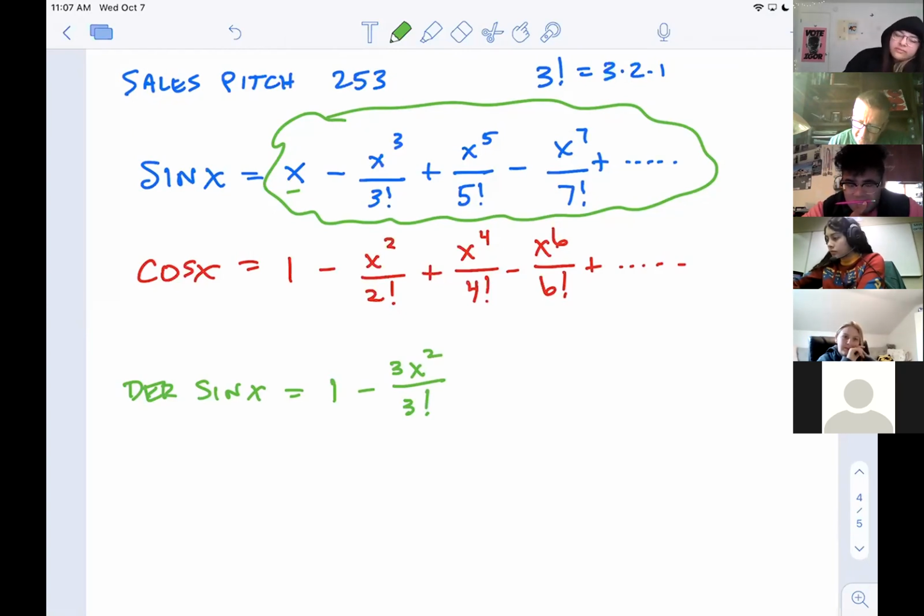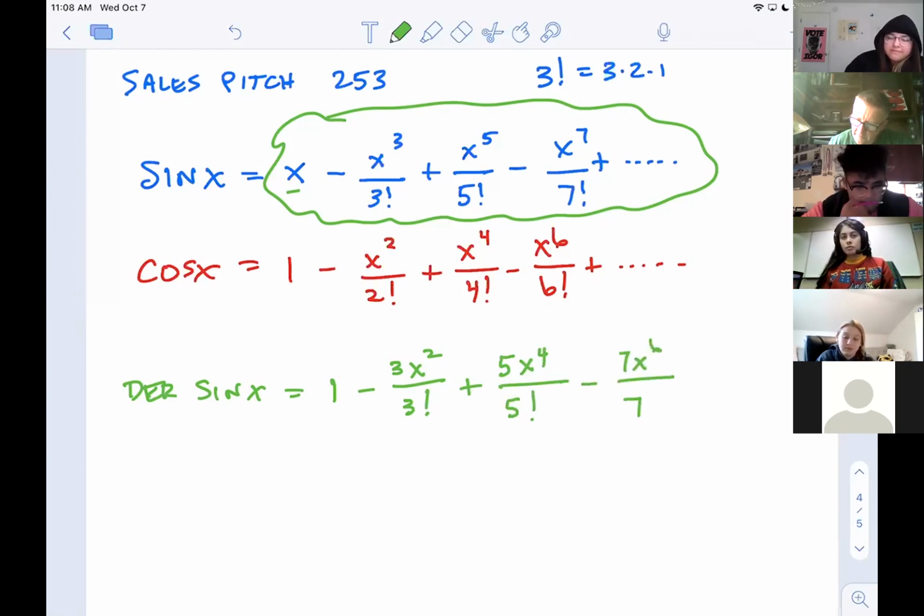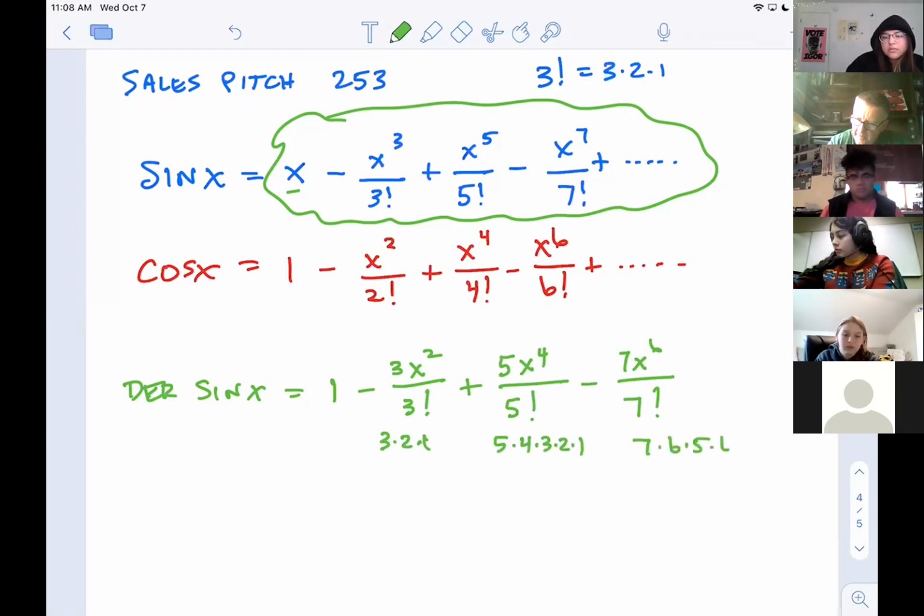What about x to the 5th? What's the derivative of x to the 5th? 5x to the 4th. Nice job, 5x to the 4th. And then there's just a 5 factorial sitting down there. And so x to the 7th would be 7x to the 6th over 7 factorial. Do you see where I'm going with this? But isn't 3 factorial 3 times 2 times 1? I'm just writing it out so that you can see it. And isn't 5 factorial 5 times 4 times 3 times 2 times 1, and 7 factorial? What do you notice about that?